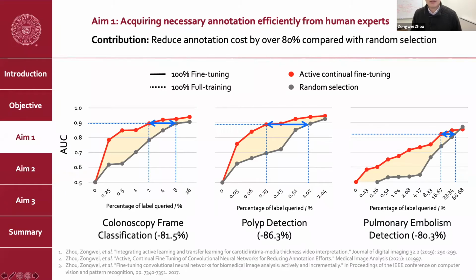I should note that the x-axis is a log scale. So this part looks very small, but it actually represents a large gap of annotation reduction, because here is around only 16% of data, and here it can be up to 66% of data.